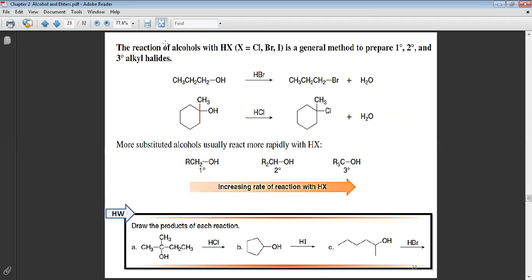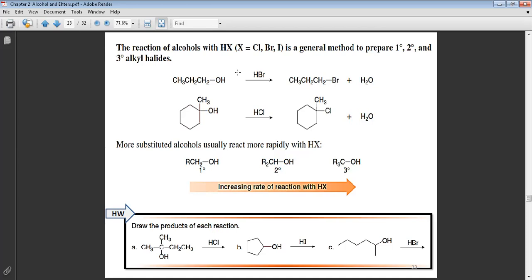Now look at this: the reaction of alcohol with HX, that means HBr, HCl, HI, is the general method to prepare primary, secondary, and tertiary halides. Look, this is a primary halide, and this is a tertiary halide. Now, this alcohol with HBr.